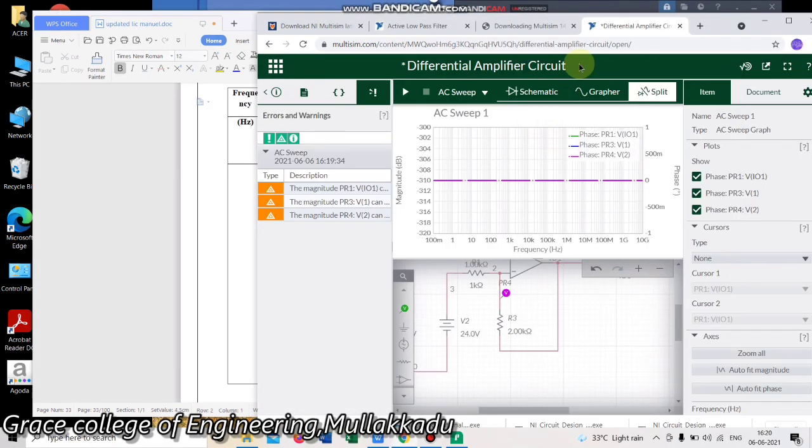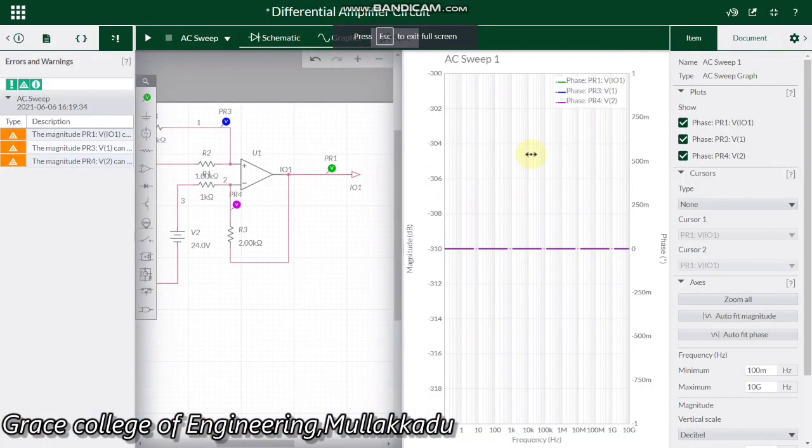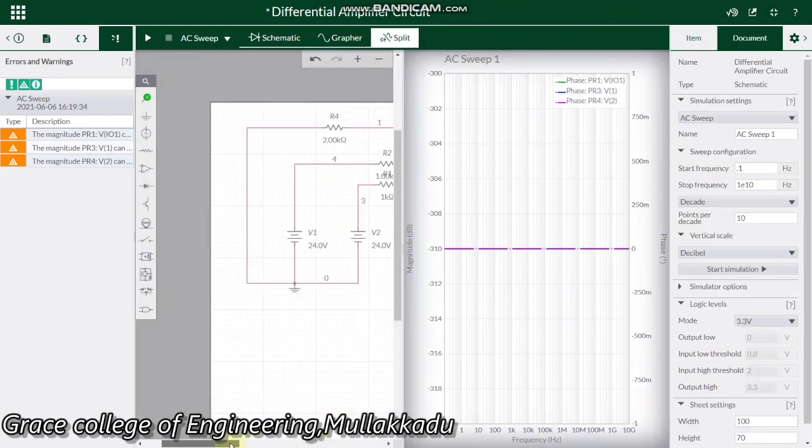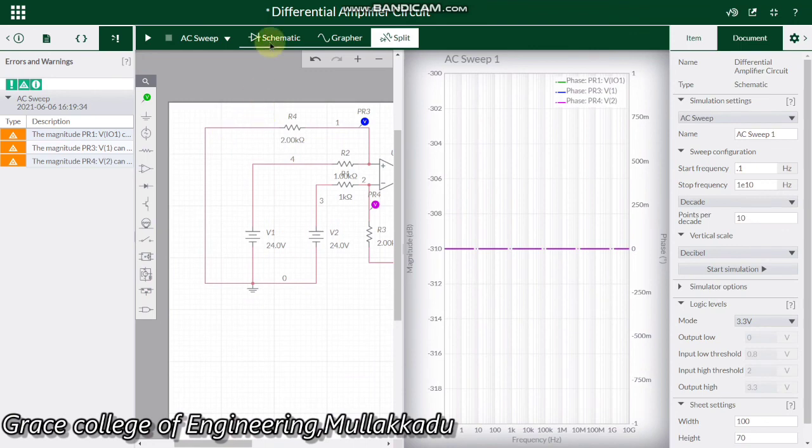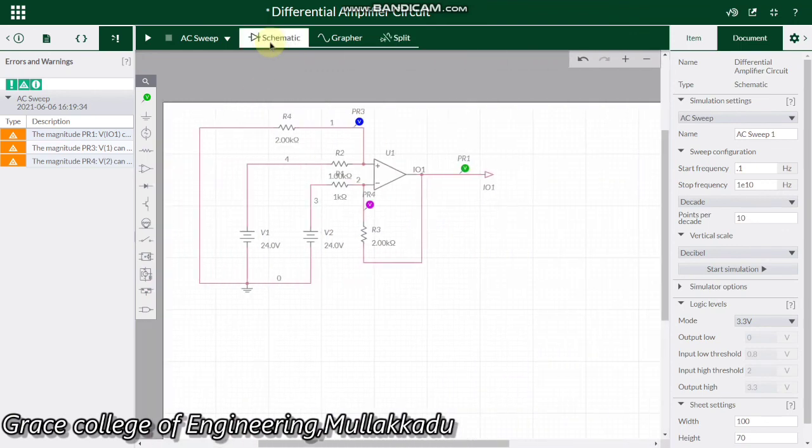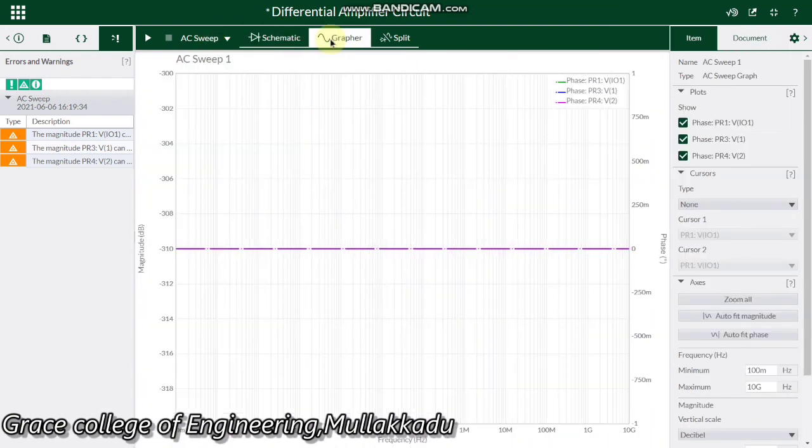This is the AC response. This is the AC response for the differential amplifier circuit. We have already read the voltage value. This is the schematic diagram for the differential amplifier, and now we have to change this to an AC sweep, and we can see the graph. This is the frequency response of the differential amplifier.